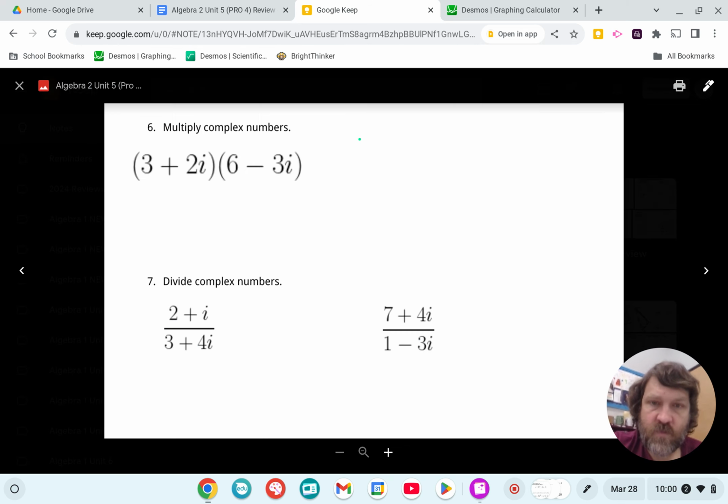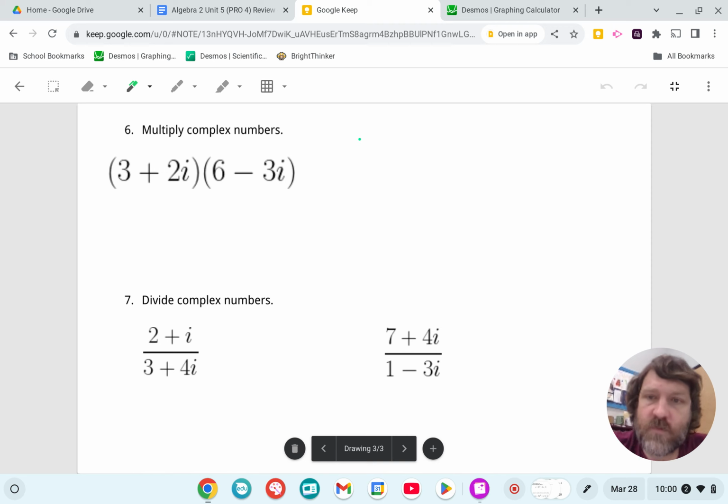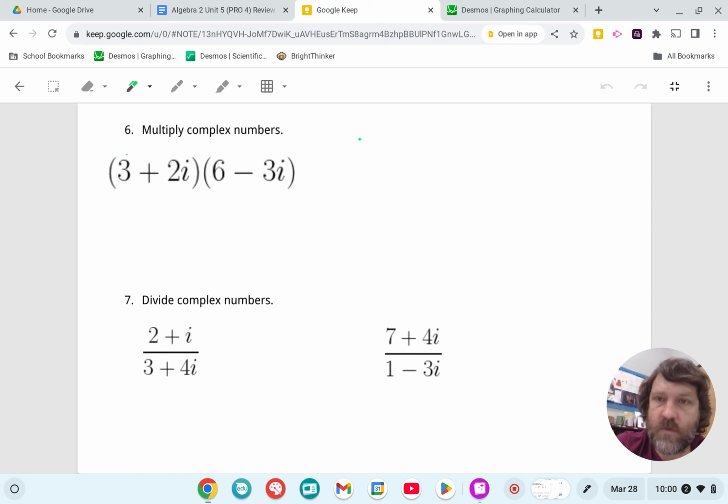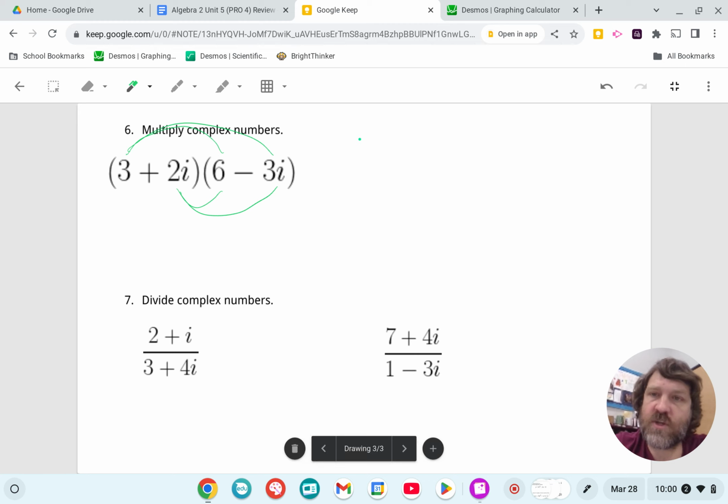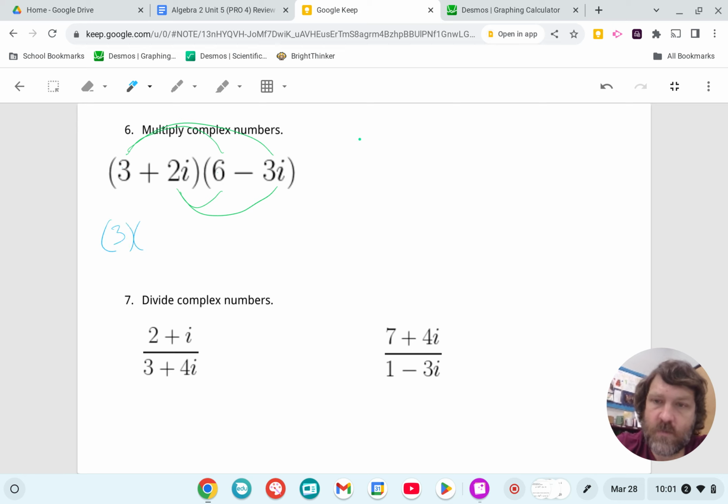Sort of similar as we move down the page. For multiplication, it's going to be very much like the FOIL method that you learned when you were working with polynomials. When we say FOIL method, it means we're going to multiply this 3 times both of those terms, and we're going to multiply the 2 times both of these terms. So we're going to end up with 4 different multiplication situations here. The first is going to be 3 times 6. So 3 times 6, I'll write that down, 3 times 6. And then we're going to do 3 times -3i.